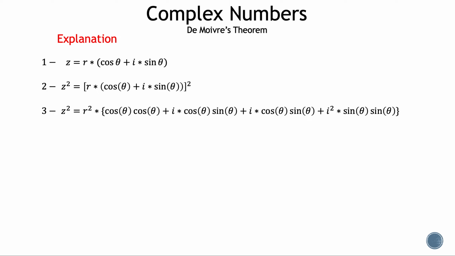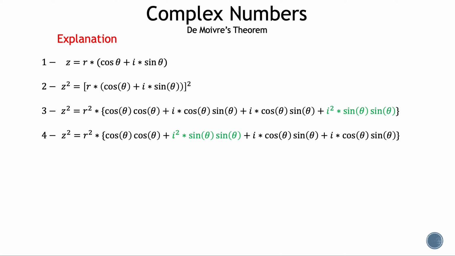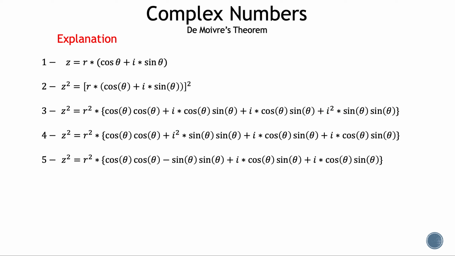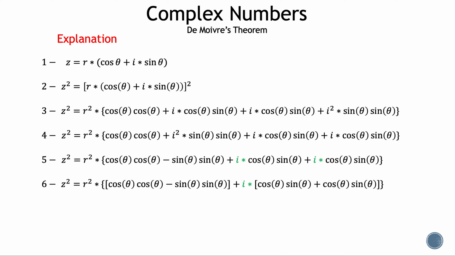Now, let's rearrange the terms so i squared is on the left-hand side, and we're doing that because i squared is negative 1, and that means the i's are on the right-hand side. Now, let's simplify. Right now we have z squared is equal to r squared times the quantity of cosine times cosine minus sine times sine plus i times cosine times sine plus i times cosine times sine. Our next step is to factor out an i so that we can look like a fancy complex number in the form of a plus bi in the curly brackets, where cosine times cosine minus sine times sine is a, and cosine times sine plus cosine times sine is b.